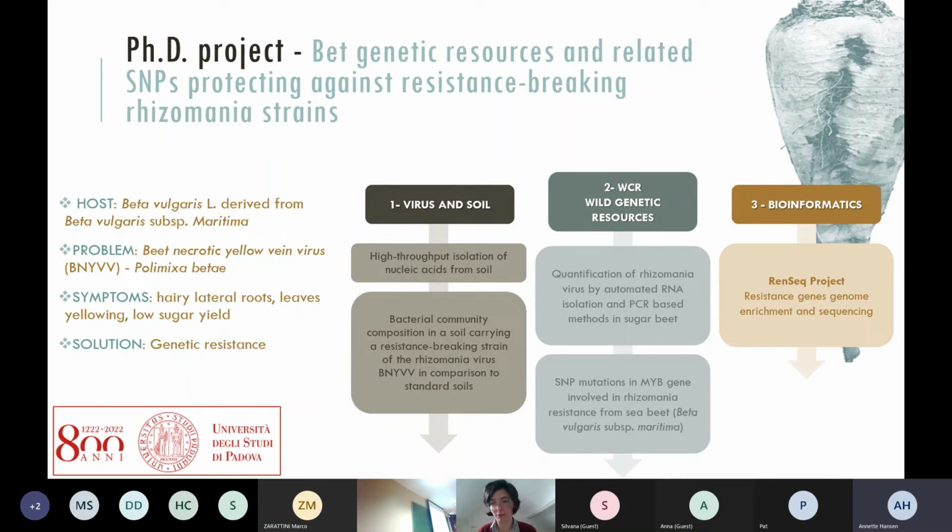With rhizomania virus, it's the same, it's a virus. So I developed the quantification assay based on PCR, and using this, I screened a lot of wild material, identifying one accession extremely resistant to the virus. The first one probably after like 20 years, and found the SNPs associated with this resistance. In the end, during those 6 months that I spent at SESVanderHave, I worked on a bioinformatic project aimed to discover as many as possible resistant gene analogs in the sugar beet genomes. So all the genes related to the resistance.